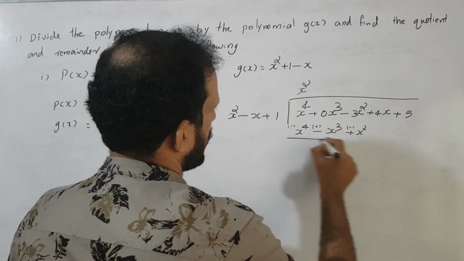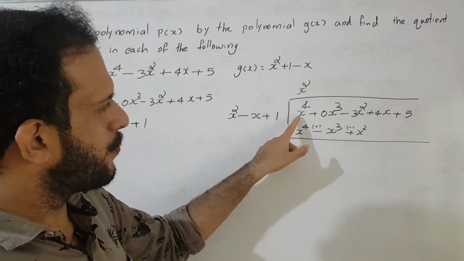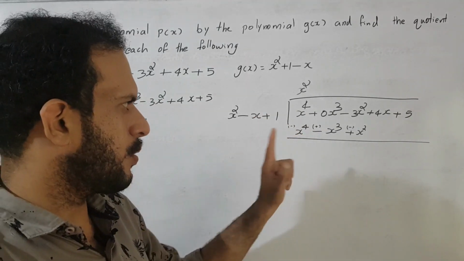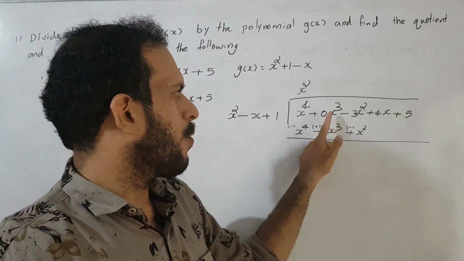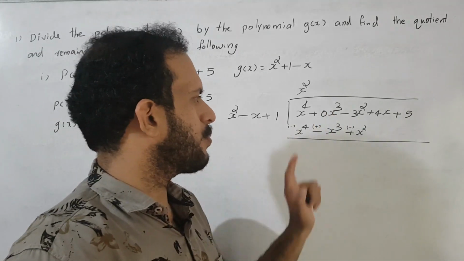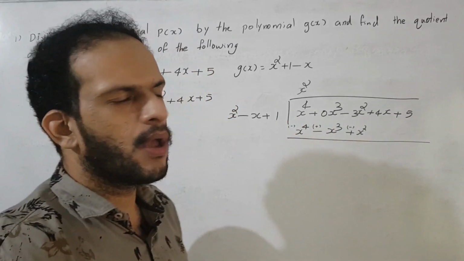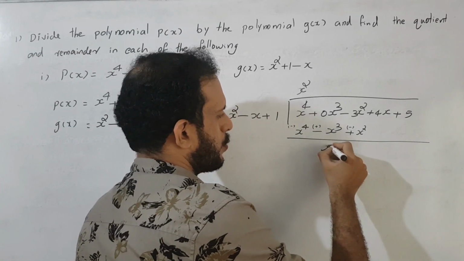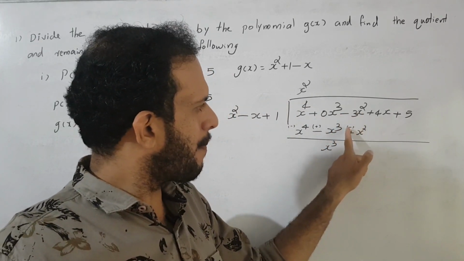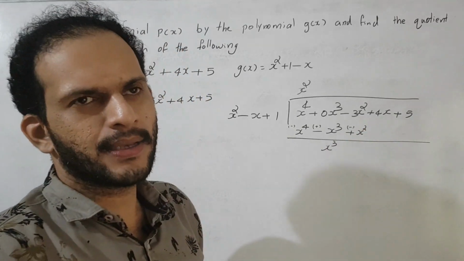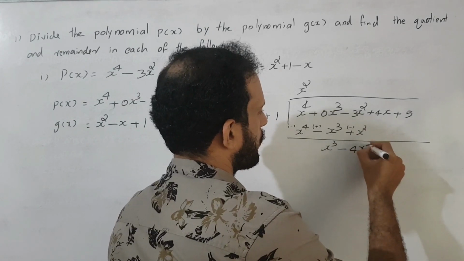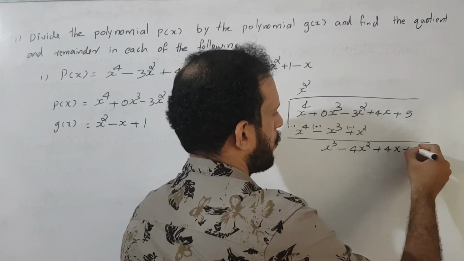Then we do the work like this: x raised to 4 minus x raised to 4 is 0. Then 0x cube plus 1x cube is x cube. Minus 3x square minus x square is minus 4x square. 4x plus 5 we put down.